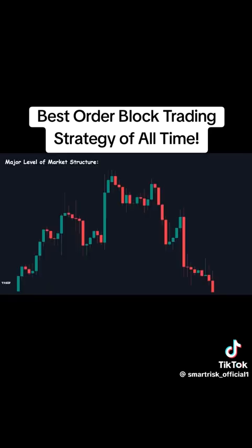Major levels of market structure. A major level of structure is a zone where 3 conditions are met. It has been rejected multiple times, acted as both support and resistance, and has been recently respected. When these conditions align, we identify it as a major level of structure capable of producing strong market reactions. The more these criteria are met, the higher the probability that the price will reject this level again. By marking key levels on the higher time frames, we can determine how much space we have before reaching the next level. Now, here's an important point.